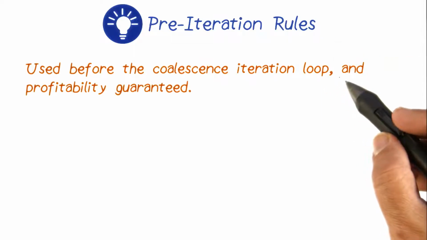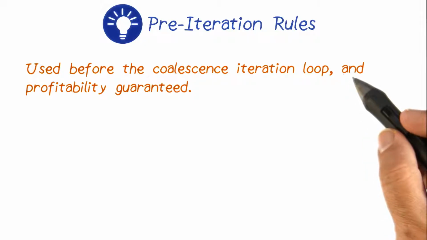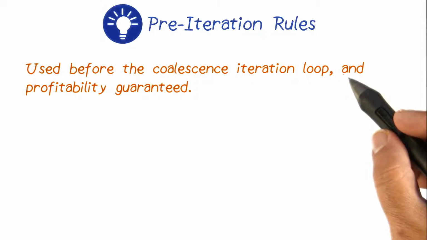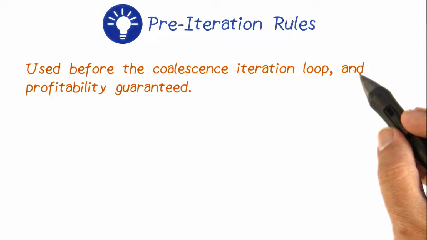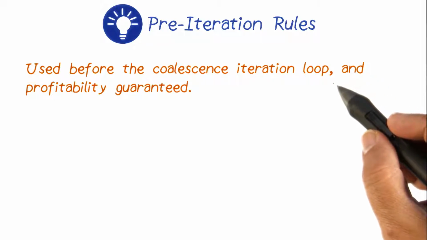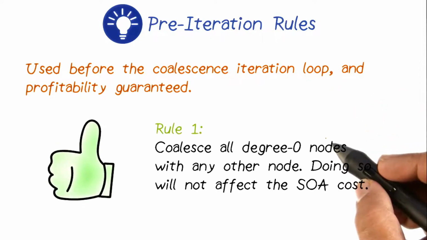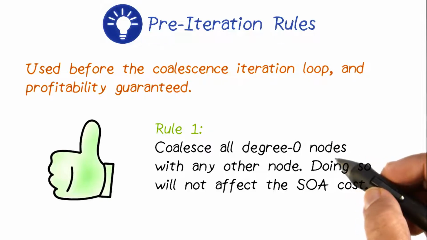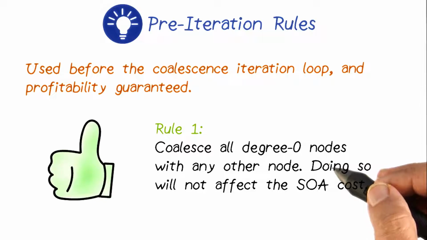So the motivation here is, before we actually carry out the coalescence in an iterative manner through that loop and try to measure MWPC and so on, we apply these pre-iteration rules, and by applying these, the profitability is always guaranteed. In other words, we always improve the access graph here, readying it for further optimizations. So we have a couple of pre-iteration rules here which always benefit the improvement of the access graph. We coalesce all degree 0 nodes with any other nodes, because that way we can improve the MWPC.